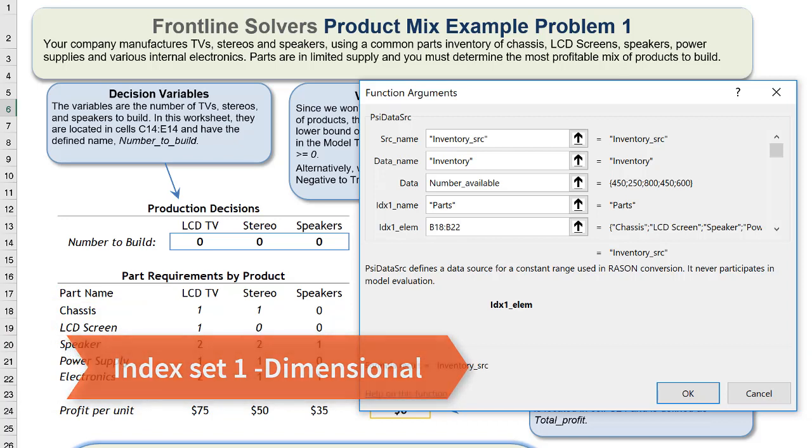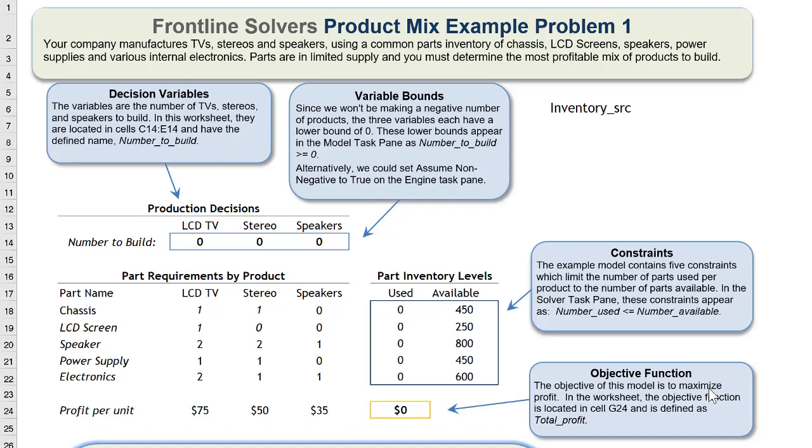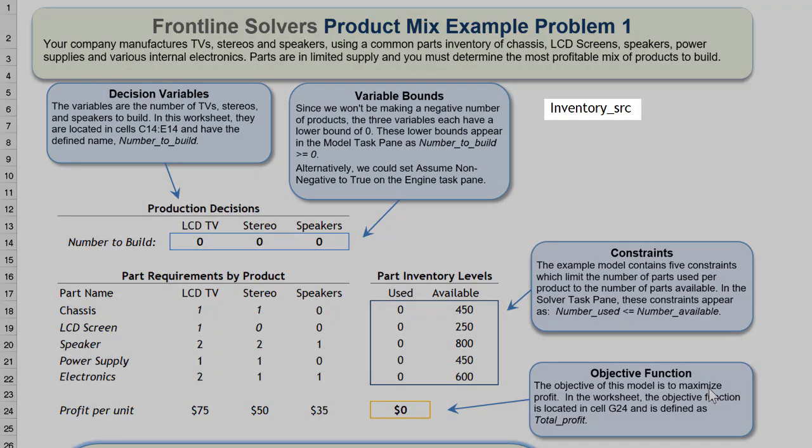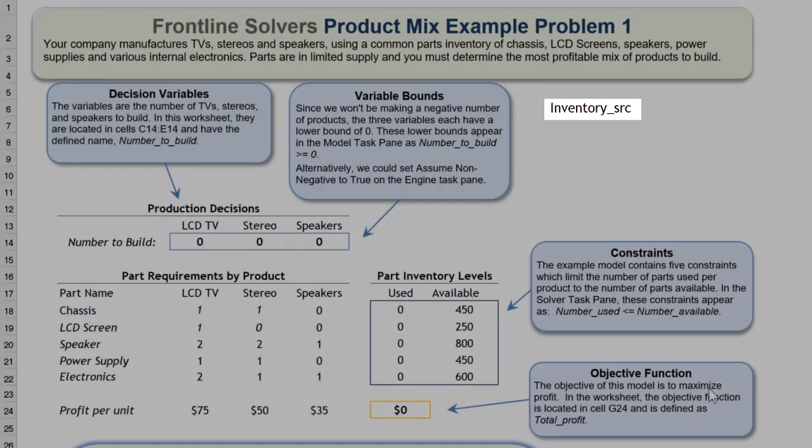Since this index set is one-dimensional, nothing further is needed, and I can click OK to enter the PSI data source function into cell J6. Notice that cell J6 now displays the value for the SRC name argument, which is inventory underscore SRC.